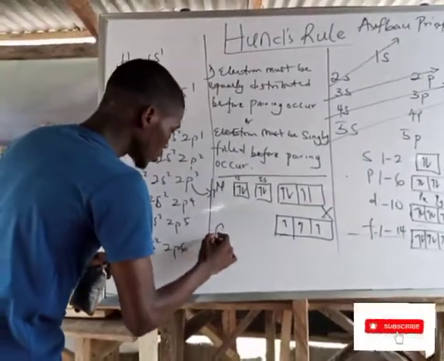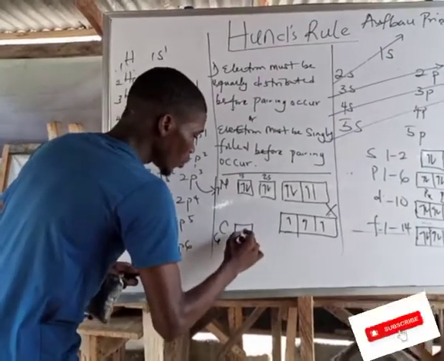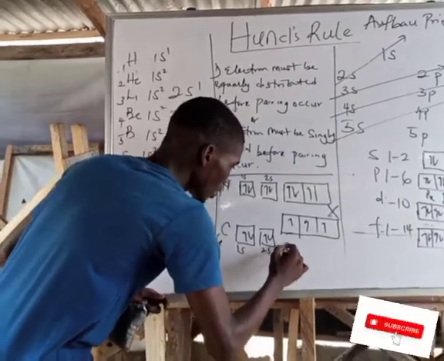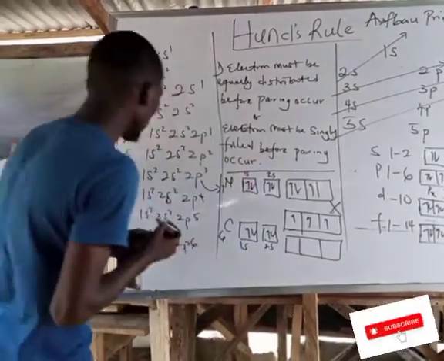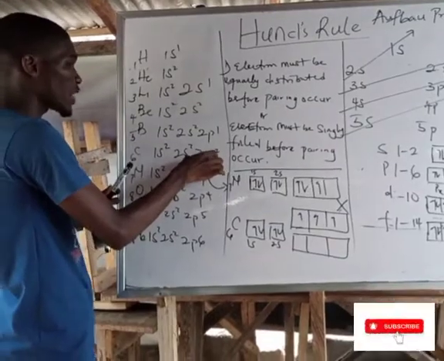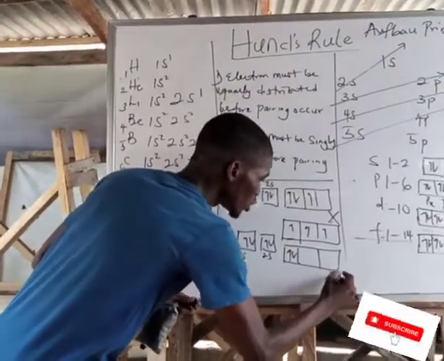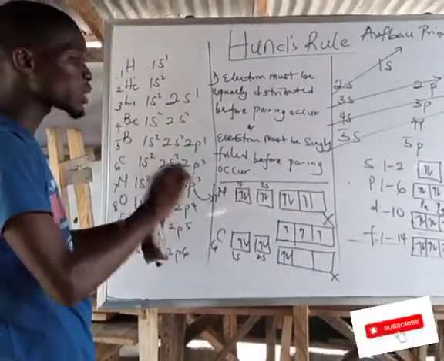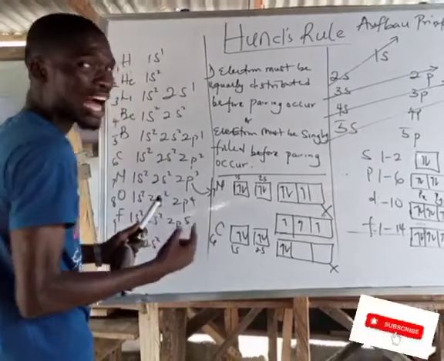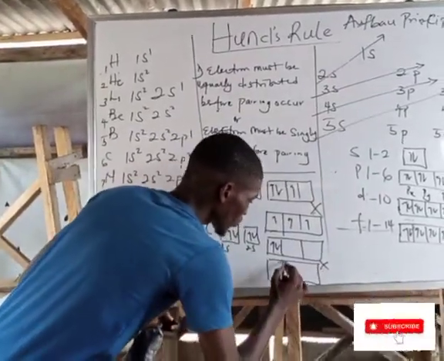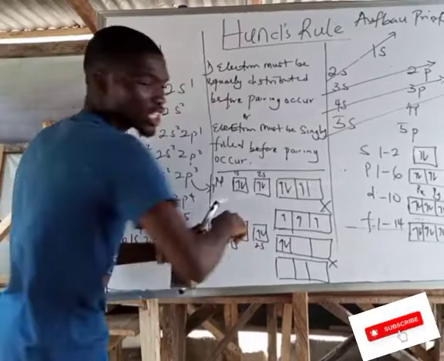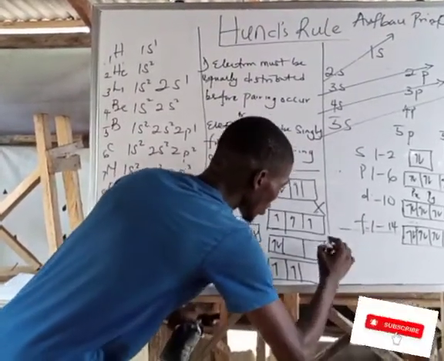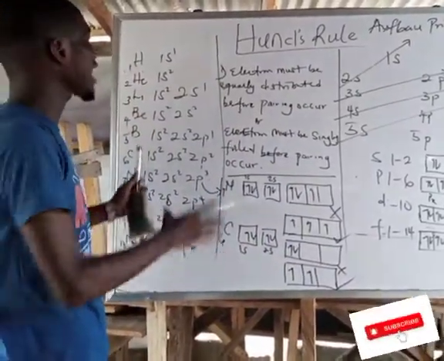Another element is carbon. We have 2, 2, 2: this will be our 1s, our 2s, then the p for carbon. The outer electrons of carbon are 2. If you pair them in one box, it is wrong, because you did not follow Hund's rule that electrons must be equally distributed. So let's check out the correct one. These 2 electrons must be equally distributed, so we have 1, 2. This is correct. That is Hund's rule.